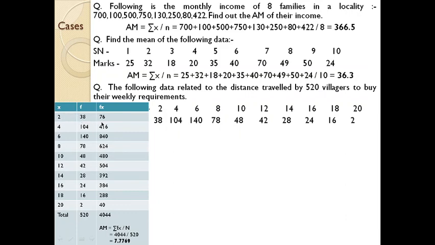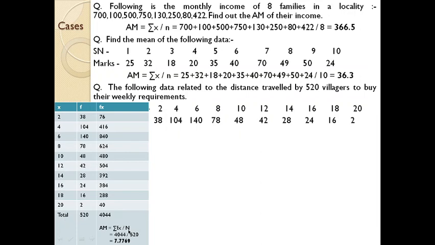2 into 38, 76. 4 into 104, 416. 6 into 140. Likewise, you need to take the product of each individual item. Once you have taken the product of all these values, you need to take the total. Then only you will get sigma fx. Sigma fx means total of fx. So 444 divided by n.